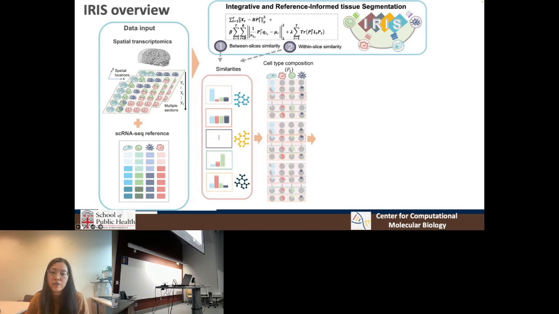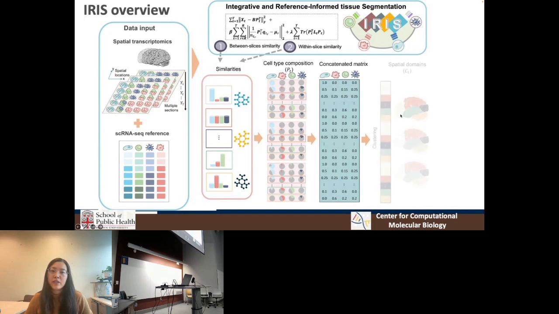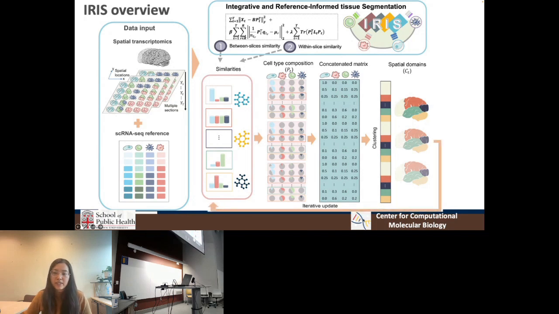And by encouraging these two similarities, IRIS first updates the low-dimensional embeddings in terms of the cell type compositional matrices, and then concatenates them into a concatenated matrix. And then we directly perform an unsupervised clustering algorithm, for example, just the k-means algorithm, on this concatenated matrix to update the spatial domains for each iteration. And then we iteratively update the composition matrix, the concatenated matrix, and also the spatial domains to achieve the optimal performance.